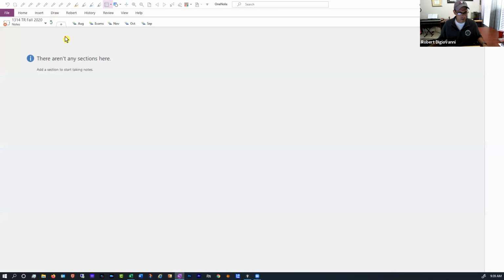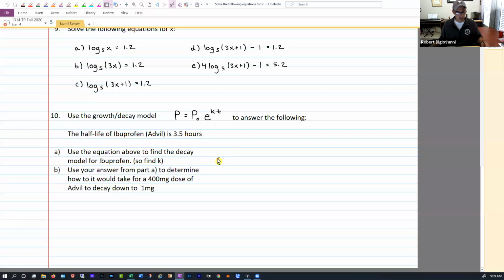The last problem on the review I made for you is I give you that the half-life of ibuprofen is 3.5 hours. So for Advil, that's a painkiller. 3.5 hours after you take it, half of it has already been absorbed and it's no longer having an impact on you. And that's why they say you should only take Advil every 6 hours or so, because you need it to half-life down a little bit before you put that dosage back into your body.